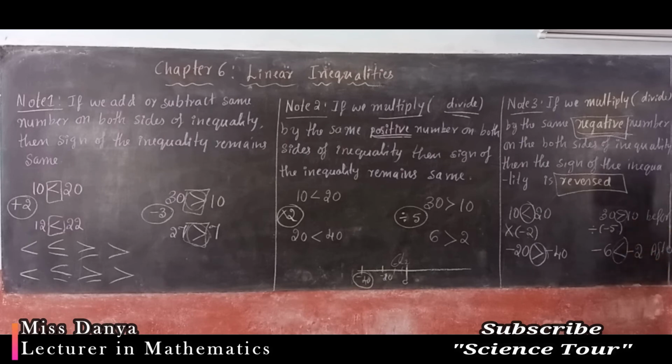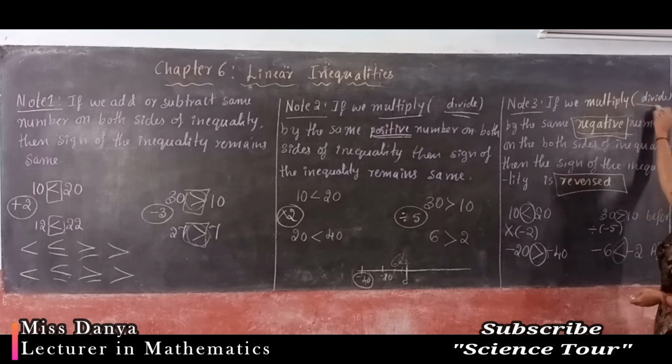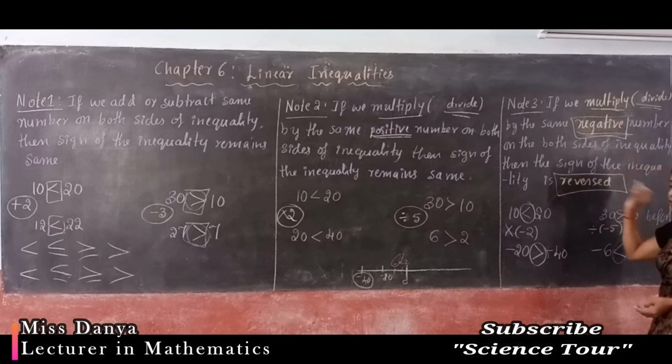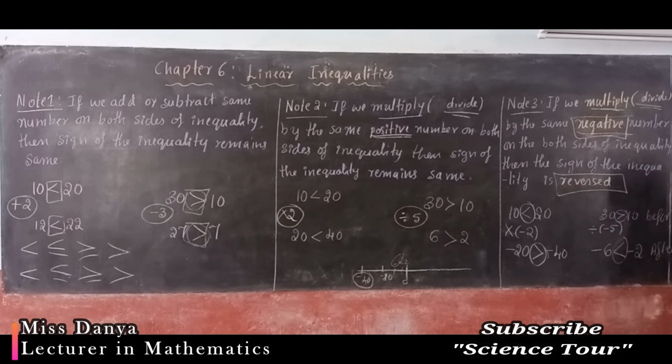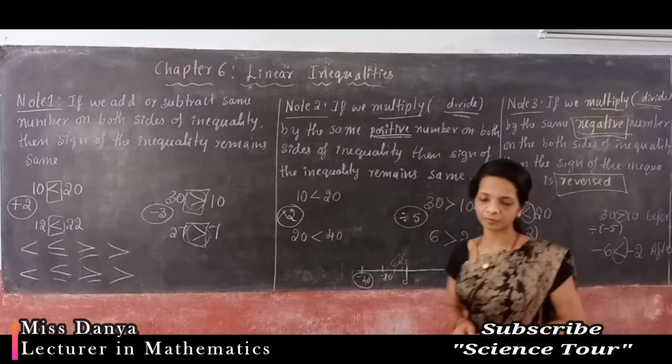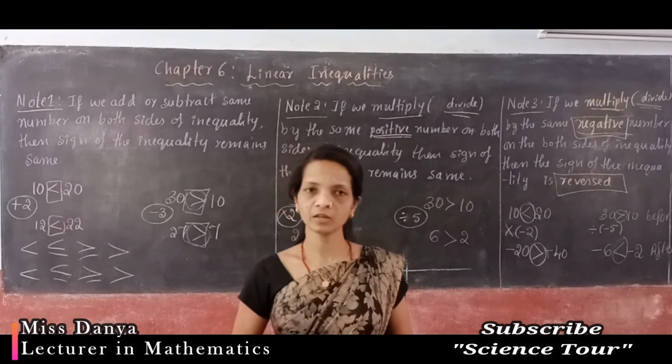Okay, so if you divide or multiply by the same negative number on both sides of an inequality, then what happens? Then the sign of the inequality is reversed. Okay, these are things you have to keep in mind while solving inequalities.